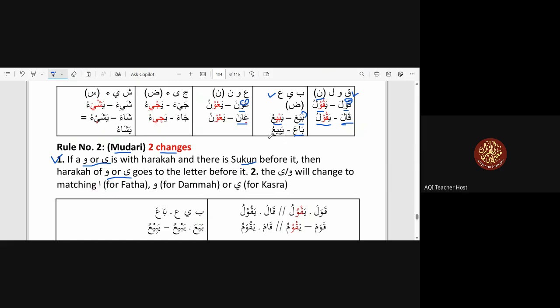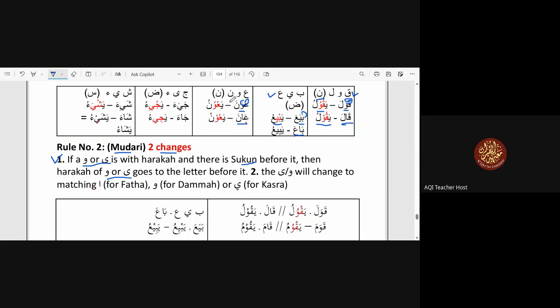As we have discussed, the reason of this process, this operation, is to make it short, make it simple, and make it easy to pronounce. So we can see that yab'u is quite difficult to pronounce, and after this operation, it is yabi'u. So it's very easy and clear to pronounce.